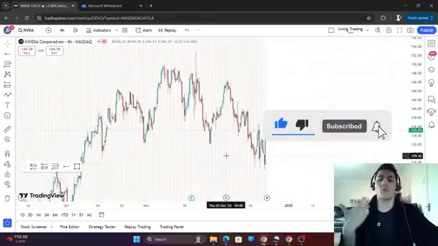Let me make this more obvious here. So right here, we have something called a liquidity sweep. Now, a liquidity sweep is probably one of the more advanced concepts in trading, right? Let's make this a bit smaller, actually. We've got a liquidity sweep, right?